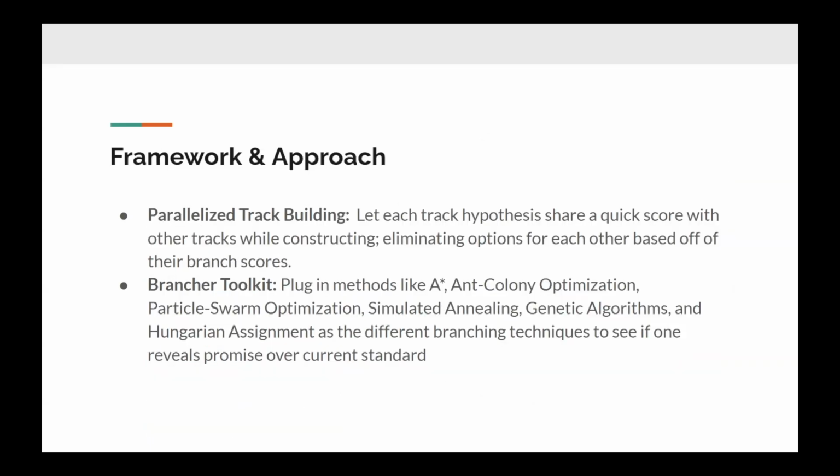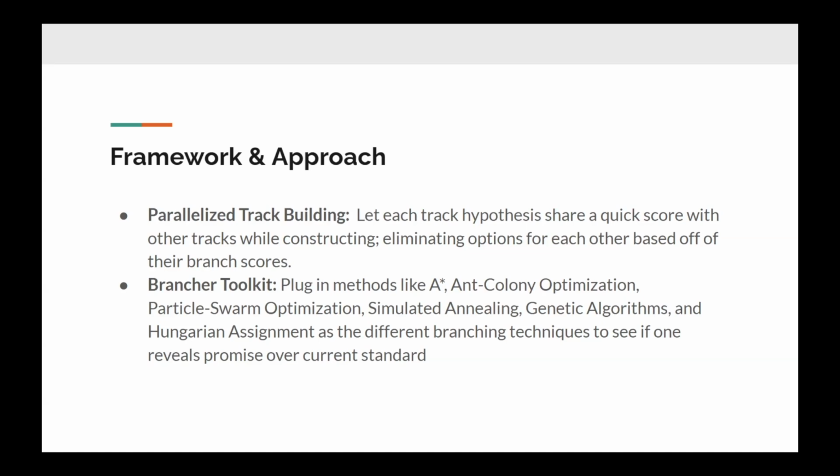So our approach is to parallelize the track building, but not just in running them all at the same time, but also letting each track hypothesis share a quick score with other tracks while constructing, eliminating options for each other based off of their branch scores. This removes the duplicate track reconstruction, as well as helping fit those tracks better earlier on without needing more refinement after the fact.